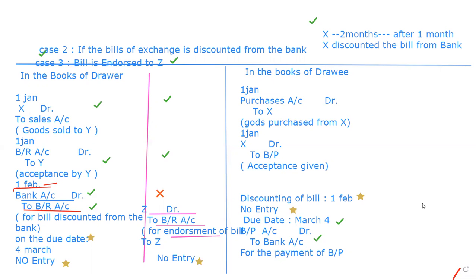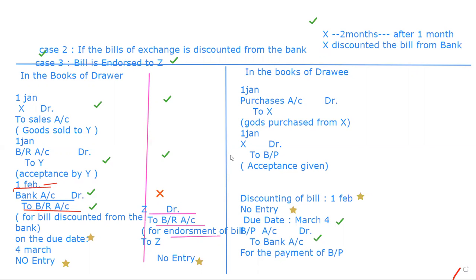The drawee knows very well that he has accepted the bill and it is to be paid off in the time that is specifically decided with the drawer. Whatever the timings are decided with the drawer, the drawee has to pay the money on that date. So the drawee is concerned with the due date only. On the due date, the drawee will pay the money, so on the due date, the drawee will do the entry.